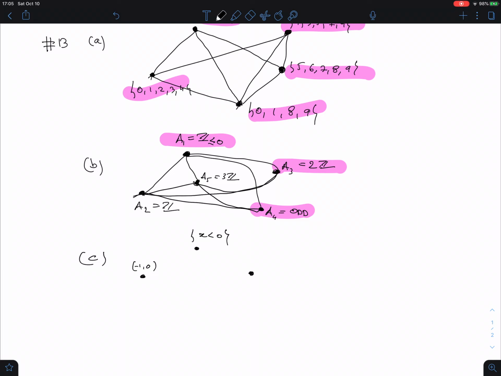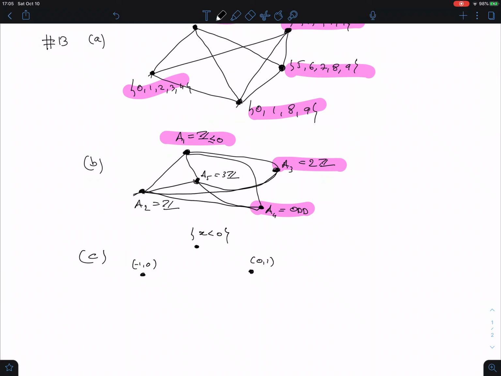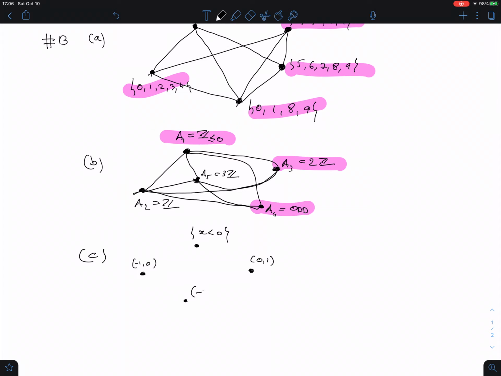A3 was the elements between 0 and 1, the open interval between 0 and 1, not including the endpoints. A4 was the open interval between -1 and 1. A5 was the open interval of everything bigger than -1, so from -1 to infinity. So let me also denote this one as an interval. It's everything from -infinity to 0, not including 0. And then the last one was just everything, so that is from -infinity to +infinity.